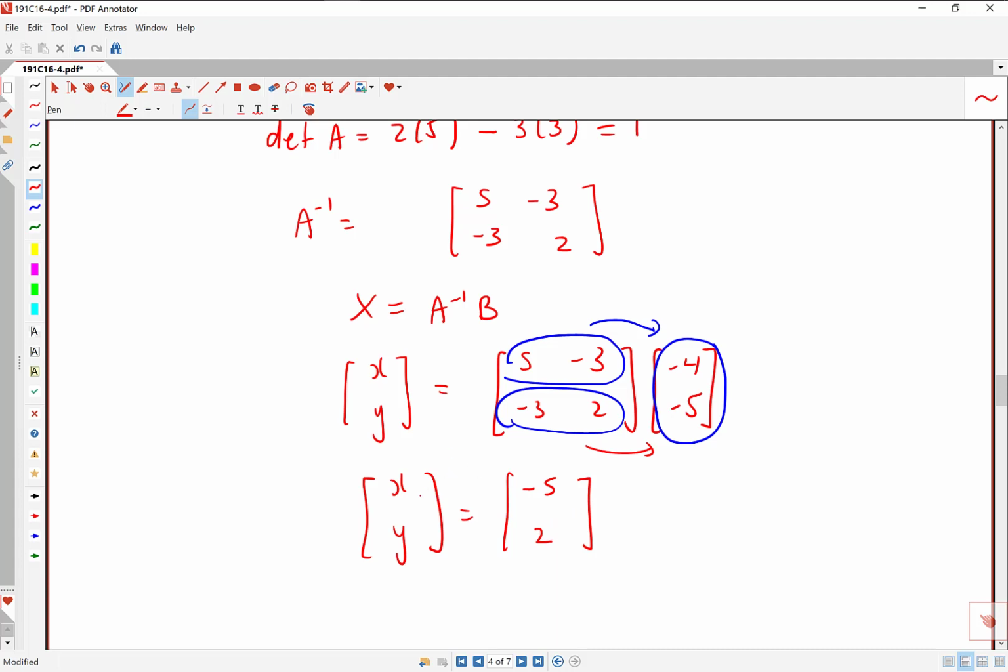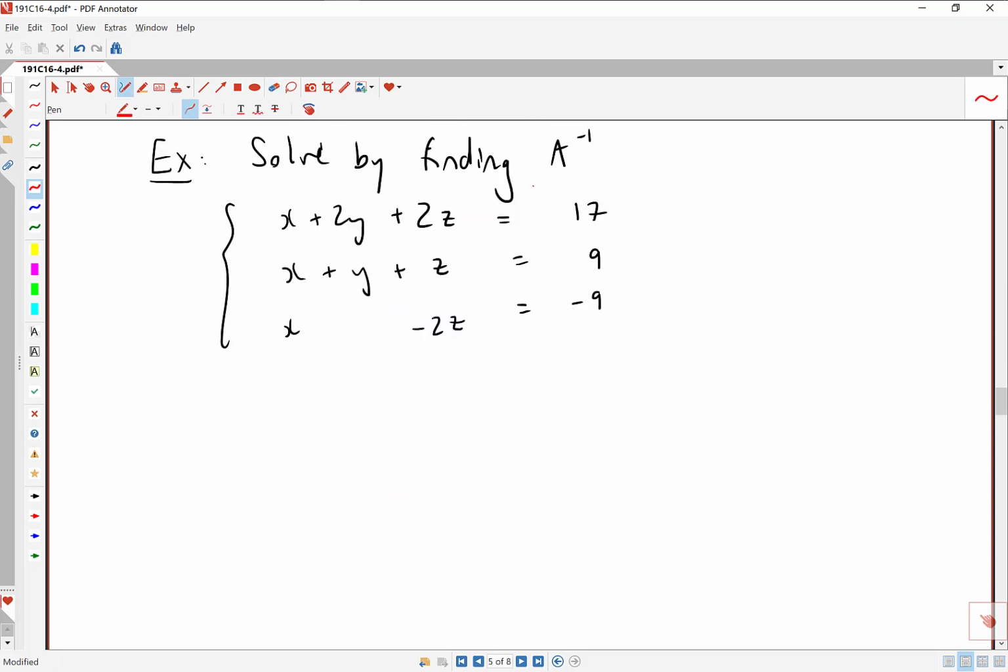Therefore, we've got our solution to the system, x equals -5 and y equals 2. So you could write (x, y) equals (-5, 2), if you like, which means exactly the same thing. And with that, we're going to try one more example of using A inverse to solve a system. So let's solve the following system by finding A inverse.